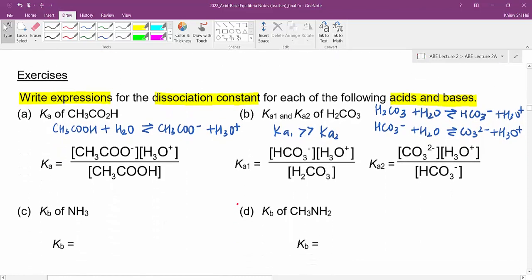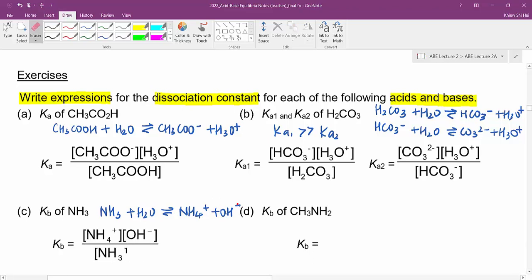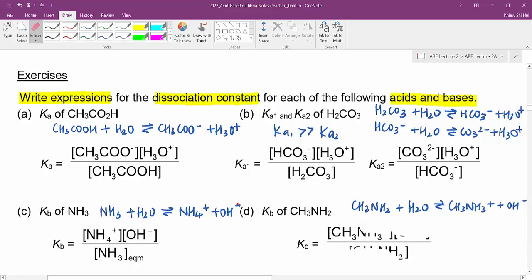Let's move on to part C. For NH3, which is a base, so base in water gives you NH4+ and OH-. So this is the Kb expression of NH3. And for the last one, this is an amine, so CH3NH2 with water. It will give you CH3NH3+ and OH-. So this is the Kb expression.